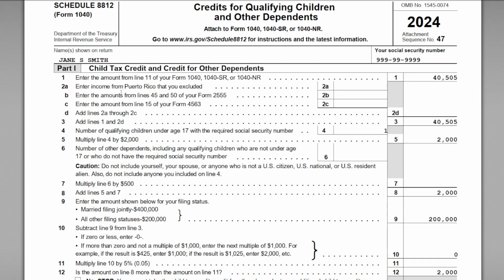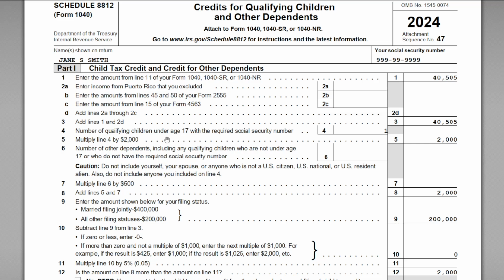Well, starting with Part 1, line 1, line 11 is your adjusted gross income. So we've got $40,505 as her AGI. Lines 2A through 2C are blank because we don't have any of these adjustments, but if they apply to you, then you have to make them. So if you're excluding any income earned while in Puerto Rico, or if you have the foreign earned income exclusion on the 2555, you'll need an adjustment. And then Form 4563 relates to residents of American Samoa, who have certain exclusions available. You have to make those adjustments. In this case, they don't apply to us, so we've left them blank.